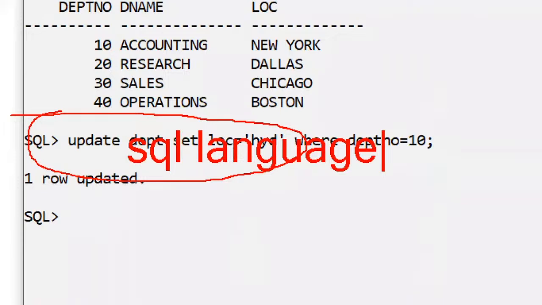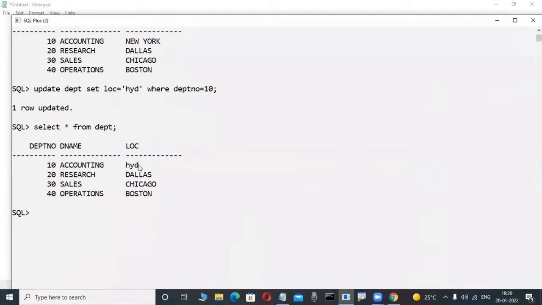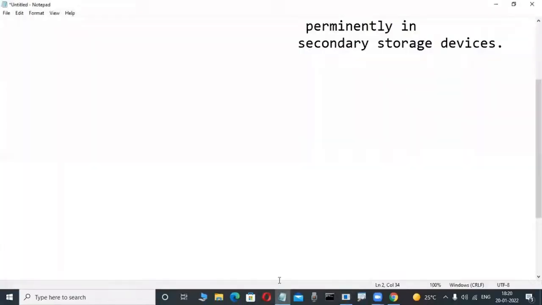Once we write this type of coding, this is called the SQL language, then automatically it is reflected in your database. Observe it here, your database. In the previous case New York was there, but in this case Hyderabad is the location. Yes or not? That's why always observe it here.